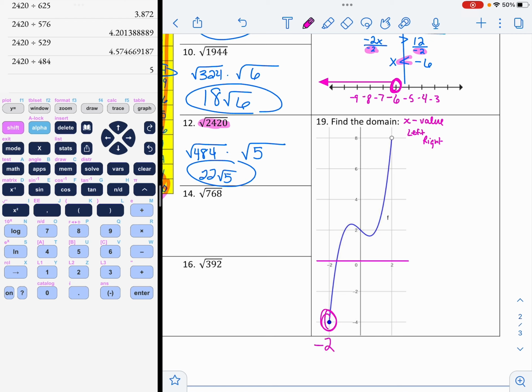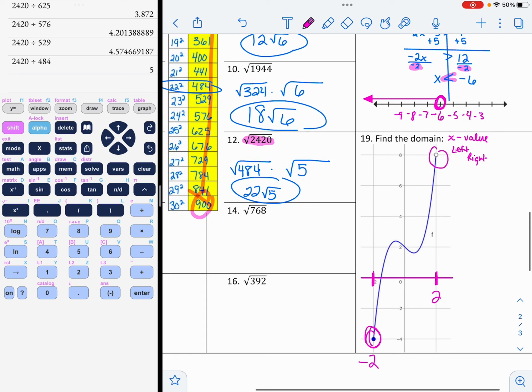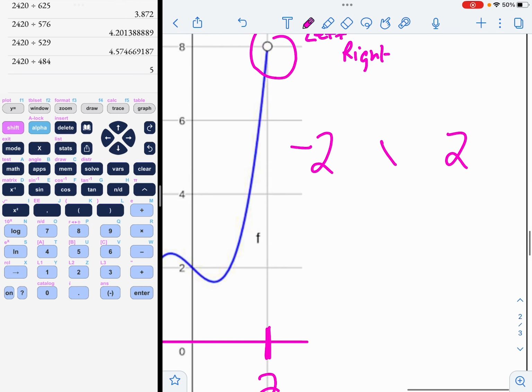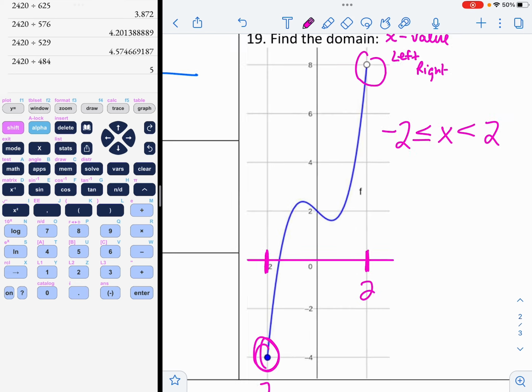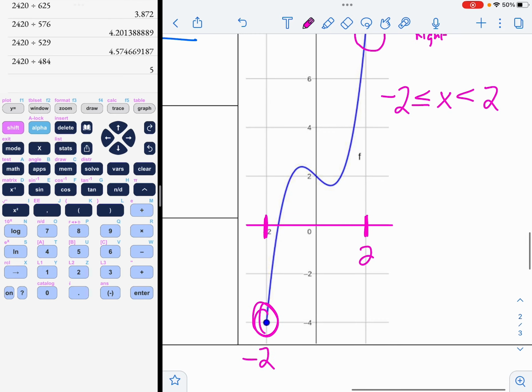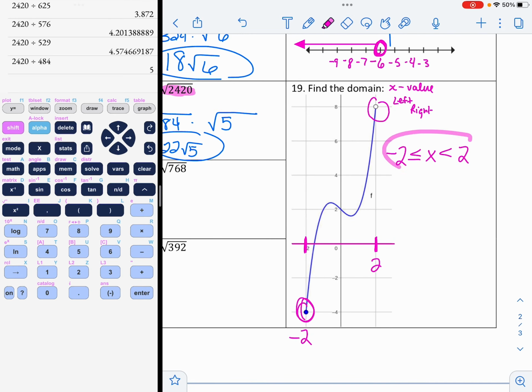And where does it go to on the x-axis? So it goes here to positive 2. So here's what we're going to write. So it goes from negative 2 to positive 2. Those are the x values. And this one is anything less than 2. This one's greater than or equal to. Why do you think I didn't put a line on that one? Because that's an open circle. And why do you think I did put a line on that one? A closed circle. And that is the domain.